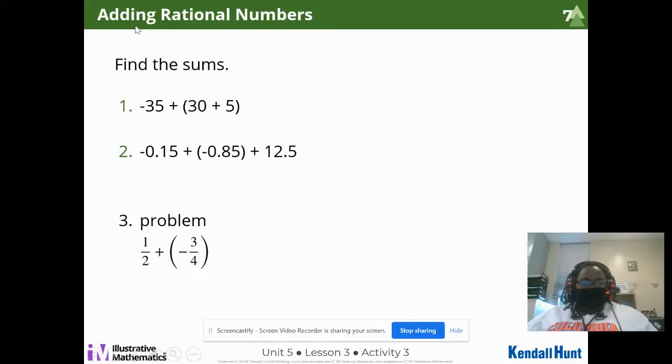These three questions are pretty straightforward, guys. You're literally just solving. Number 1 tells you to do -35 plus 30 plus 5. Make sure you use order of operations, so parentheses first. Question 2, you've got negative 0.15 plus negative 0.85 plus 12.5. Again, you're just combining like terms. And then problem 3, it's just fractions, but it has 1/2 plus a negative 3/4.